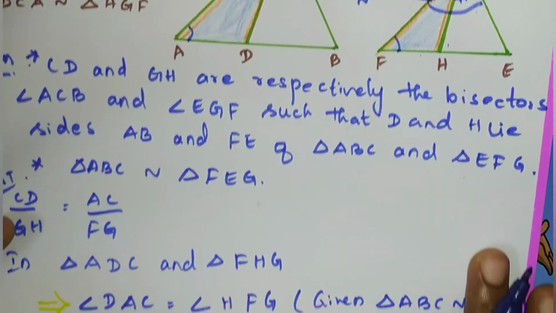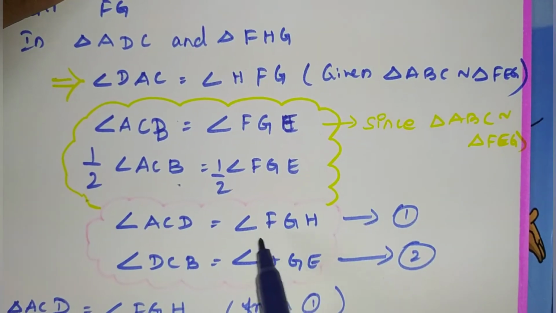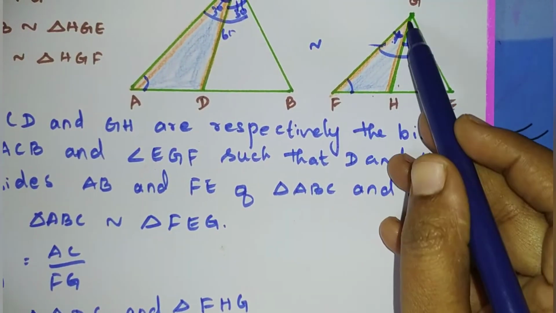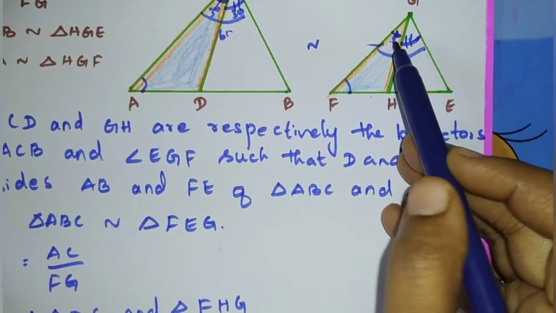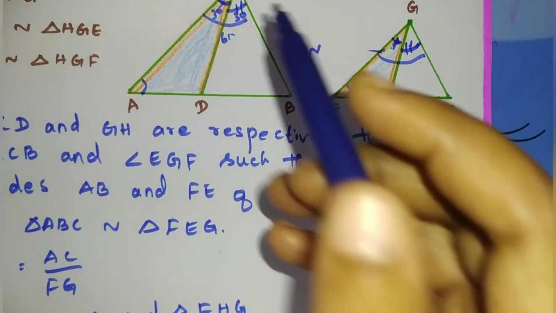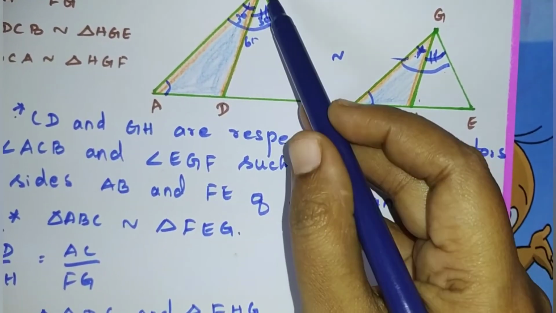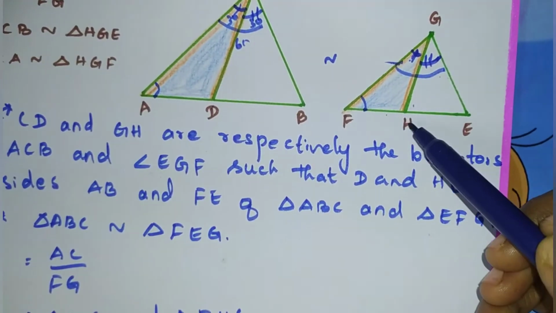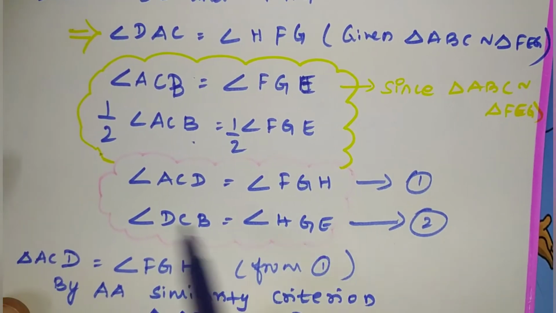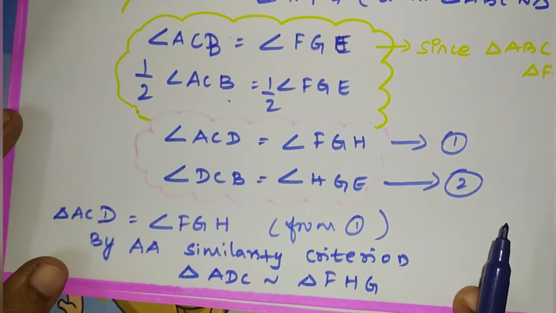ACD. Clear? ACD is equal to FGH, half portion. So now I proved that these two angles are equal. And the remaining angles are also equal: DCB and HGE. That's what I have written here. Mark this as equation 1 and equation 2.